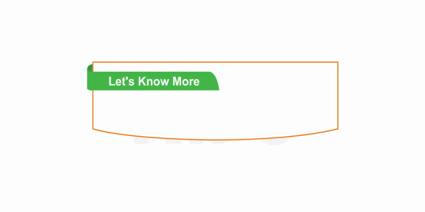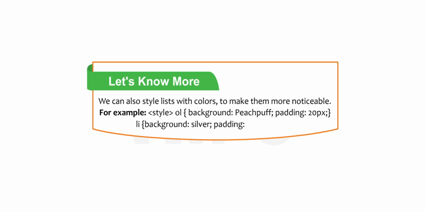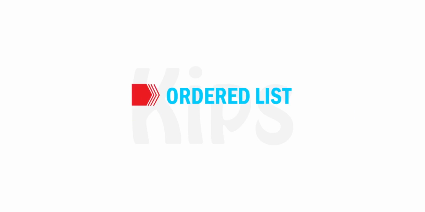Okay, let's know more. We can also style lists with colors to make them more noticeable. For example, <style> ol {background: peachpuff; padding: 20px;} li {background: silver; padding: 5px;} </style>.